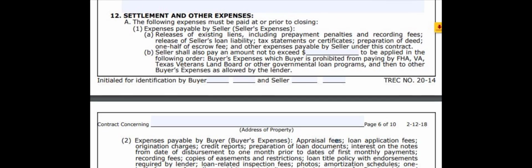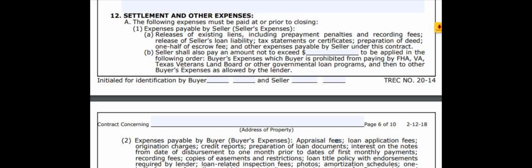Everybody, welcome back to the next section of going over this contract. We are going to be covering the 1 to 4 family residential contract for resale today, paragraphs 12 through 17. So as usual, let's just jump right into it.